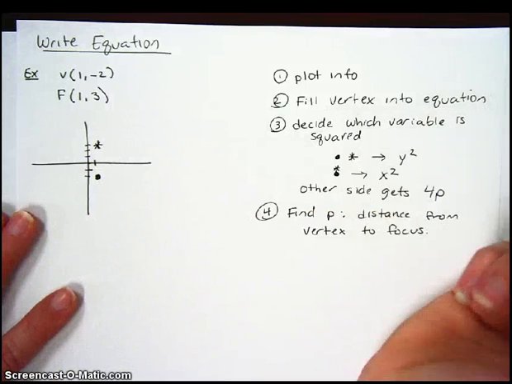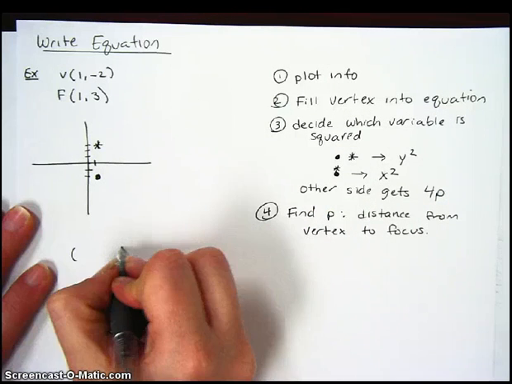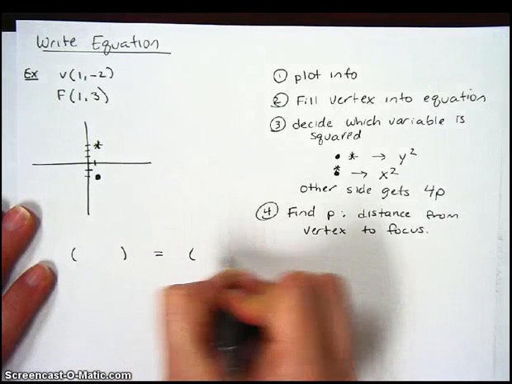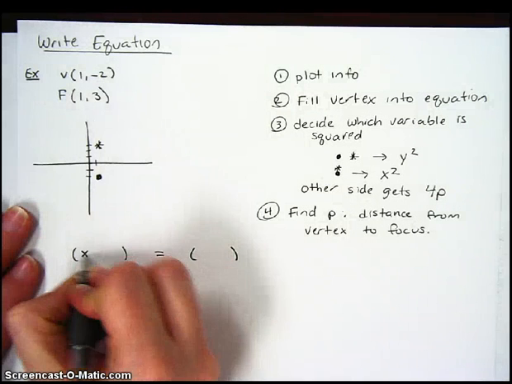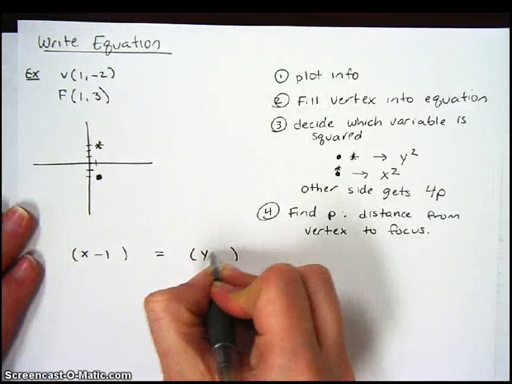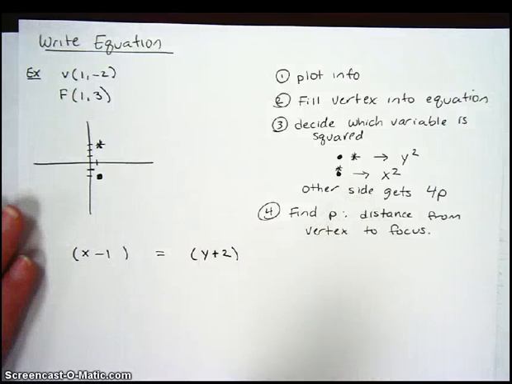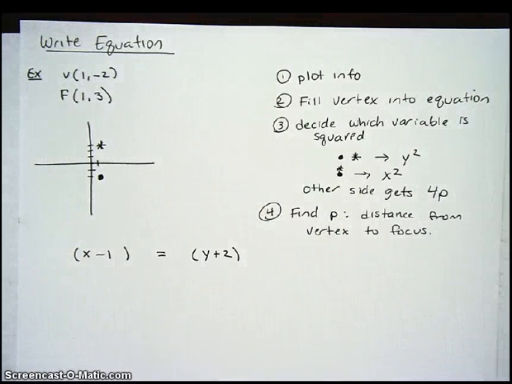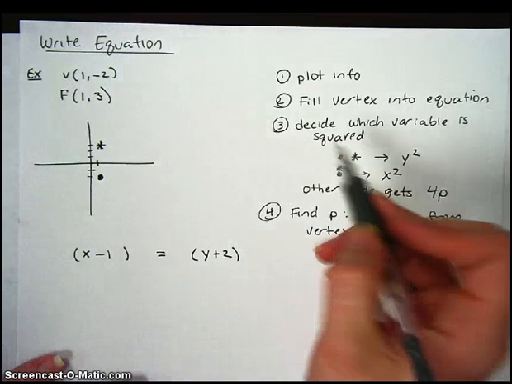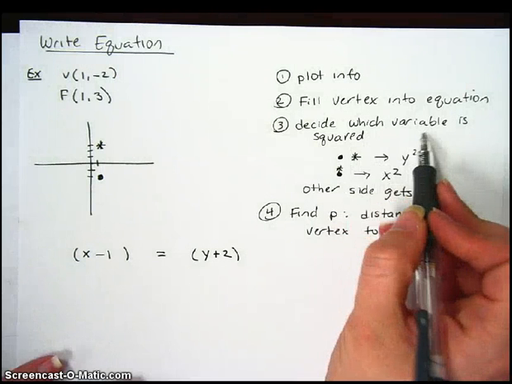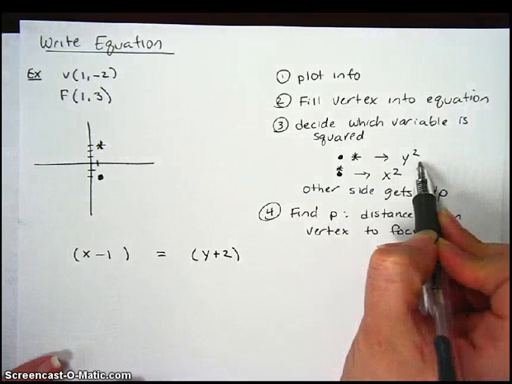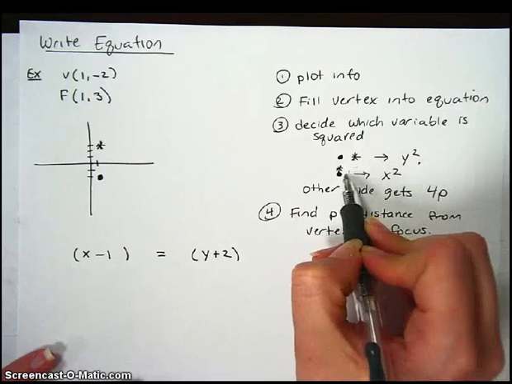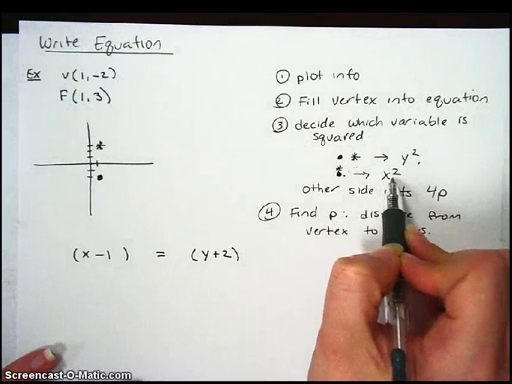Second step is to fill vertex into equation. Right now, all I know is that we're going to have something and something equal to each other. So my vertex is at 1, -2, so we'll have (x minus 1) and (y plus 2). Notice I haven't even decided which one's squared or anything like that. I just always go my x is on the left, y is on the right. The next thing we want to do is decide which variable is squared. If your points are lined up horizontally, your y term is going to be squared. If they're lined up vertically, your x term is going to be squared.